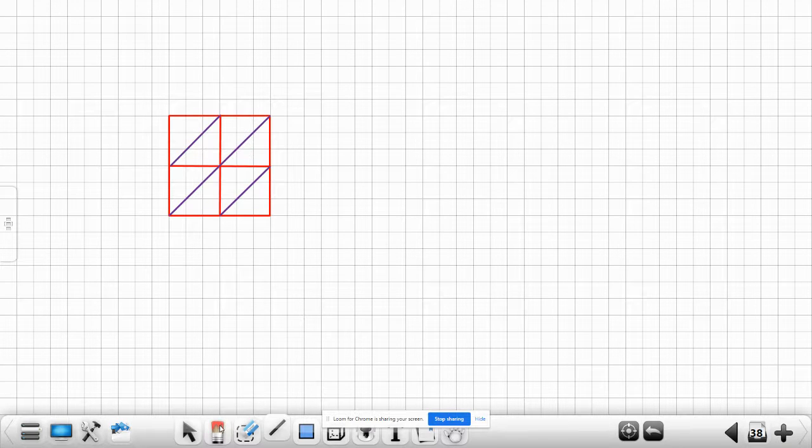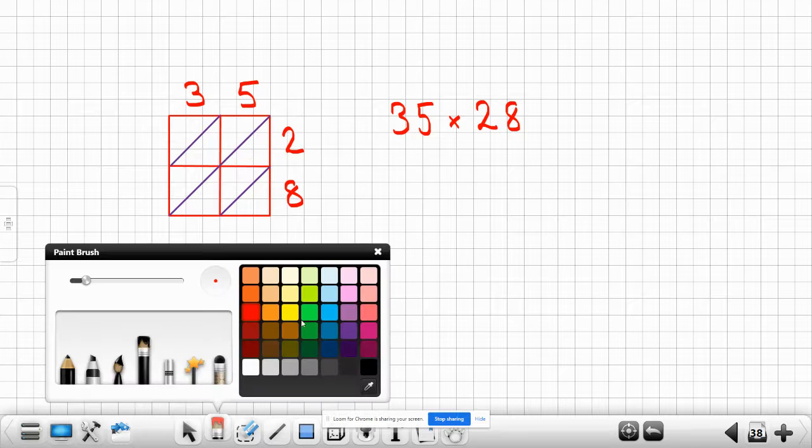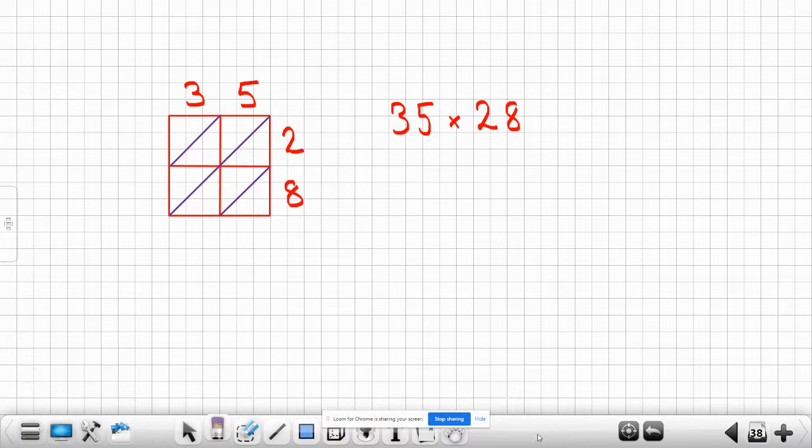Okay, let's pick a sum. So let's go for, what should we have? 35 times 28. Let's try that. So my 3 and 5 are going to go above that box. 2 and 8 at the side there. And don't forget, you can pause at any time if you want to catch up or do your own sums.